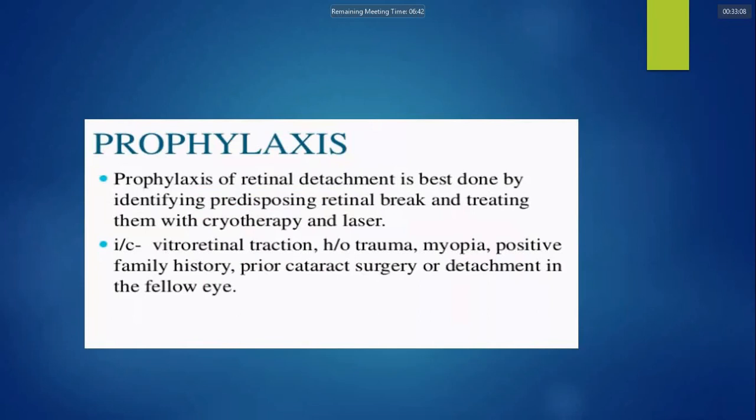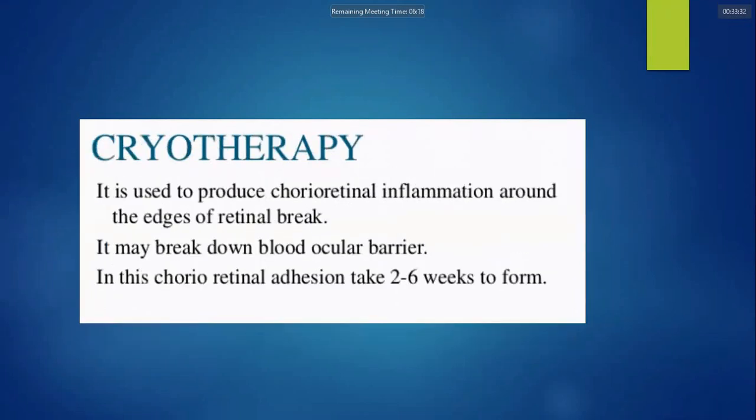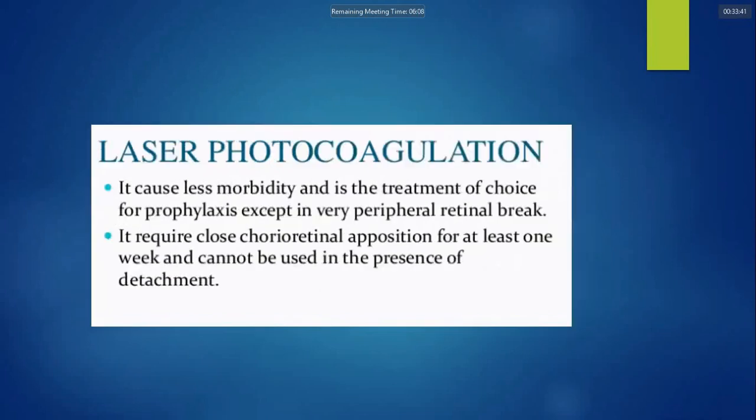So what do you do for the prophylaxis? When you see a break or any degenerations, then you go for retinal laser or cryotherapy. This is in case of myopic, positive family history, prior cataract surgery, or if there is a detachment in the fellow eye, or any type of vitreoretinal traction. Cryotherapy may break down the blood-ocular barrier. So in this, chorioretinal adhesions will be there, which occur in 6 weeks.